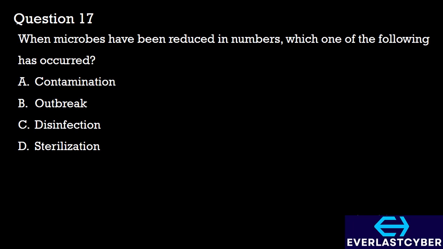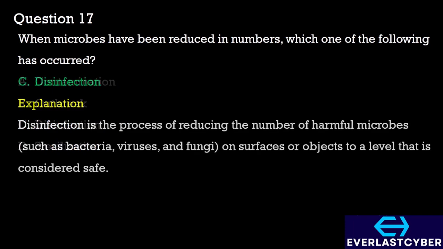Disinfection is the process of reducing the number of harmful microbes on surfaces or objects to a level that is considered safe, while sterilization is the process of completely eliminating or killing all forms of microorganisms, leaving nothing behind. With respect to the question we have, it says the microbes have been reduced in number, so this makes our answer option C, disinfection. It does not necessarily eliminate all microorganisms, but rather it reduces them to a level that can prevent infections and diseases.